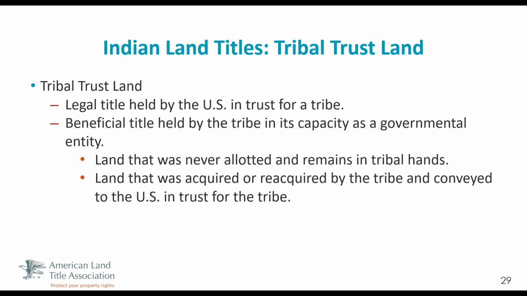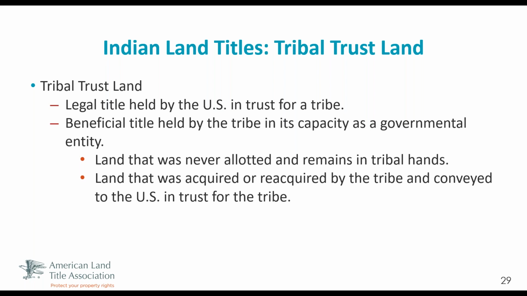Okay, so tribal trust land is land to which legal title is held by the United States in trust for the tribe. So, for example, the vesting deed would actually show the grantee as the United States of America in trust for, let's say, the Navajo Nation. So the tribe in this scenario is considered to have a beneficial ownership in the property, again, similar to that trust relationship that was created through allotments.